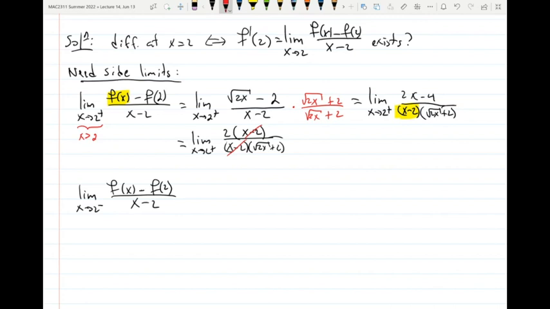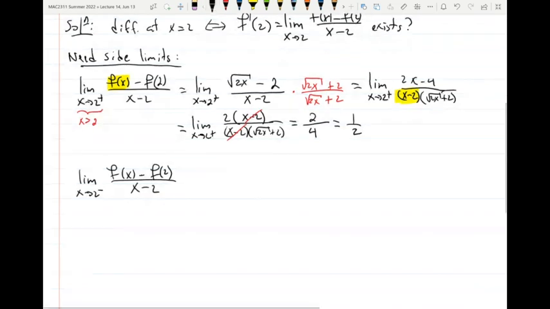Do you understand this? So now we take the limit, and what do we get? What do we get in the top? So we have a 2 in the top, and what do we get in the bottom? We get a 4. Does everybody see that? You plug in 2 into the square root, you get 2 times 2, that's a 4. Square root of 4 is 2, plus 2 is 4. So we get 2 over 4, which is 1/2. That's our right derivative, if you will. Questions?